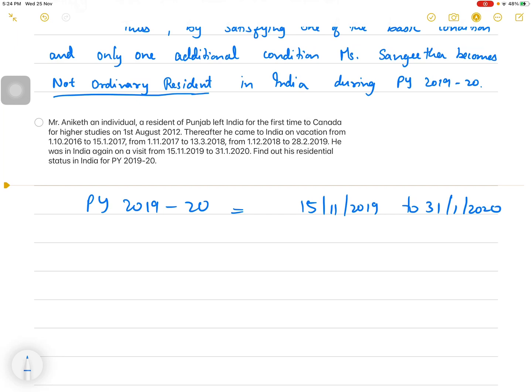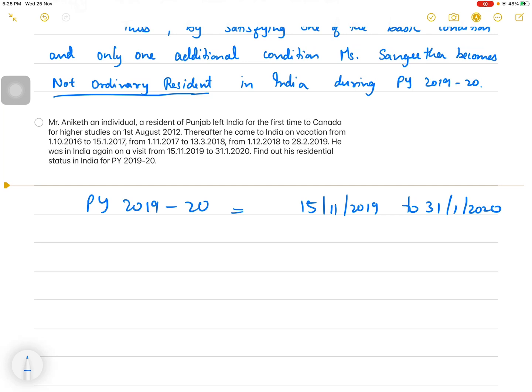Okay, so Mr. Aniket is not settled abroad and came here on a visit. Though he is resident of India, he has not settled abroad. So when an individual who is resident of India settled abroad and comes to India on a visit, only for them the second basic condition is irrelevant. But in this case, Mr. Aniket has not settled abroad. He has gone for higher studies and he has come to India. So you will check the second basic condition also. Okay, for him the second basic condition is relevant.